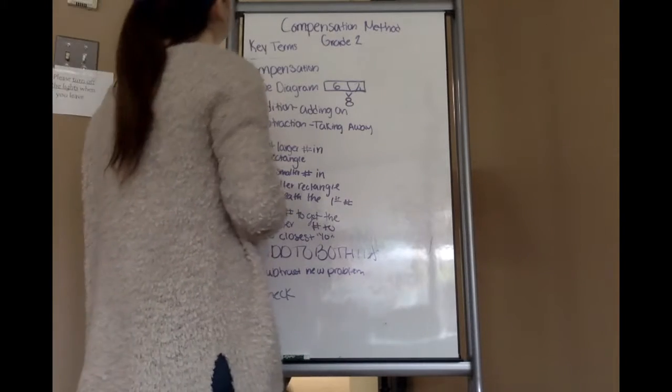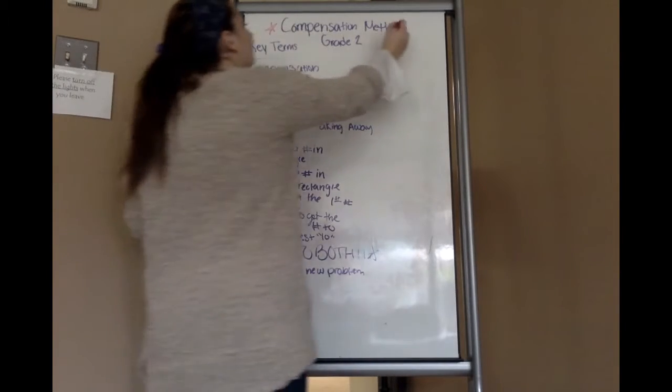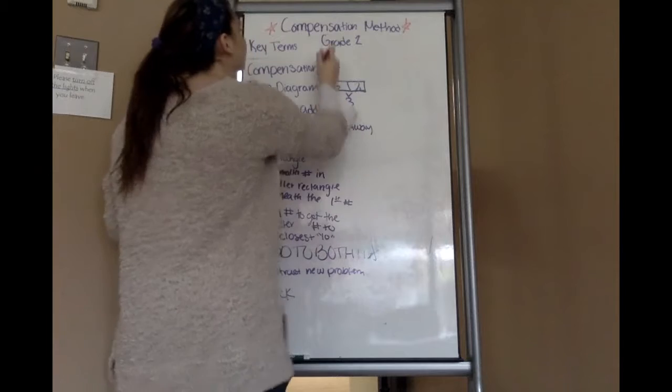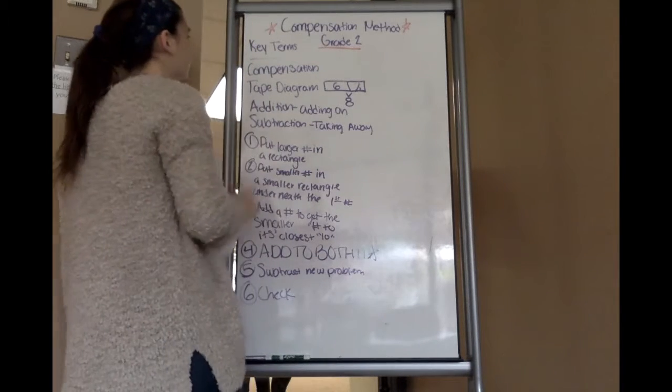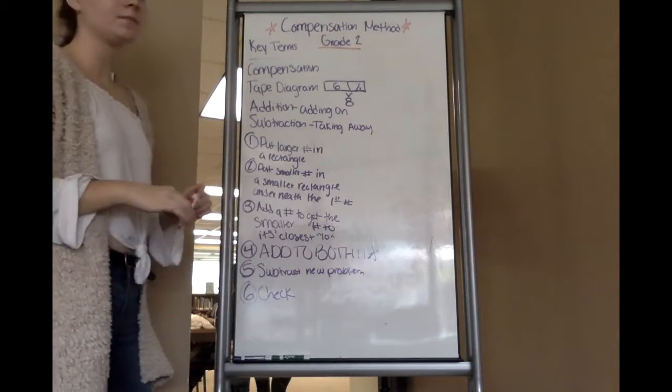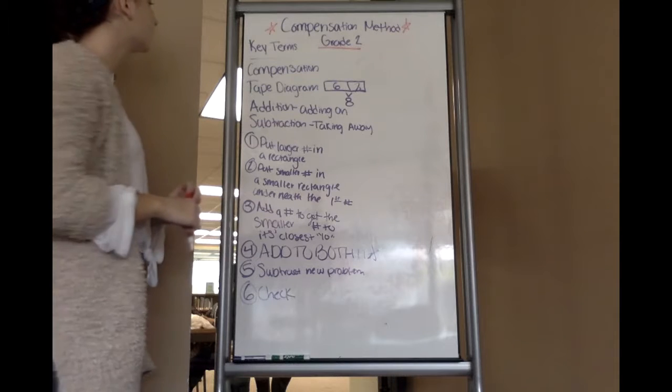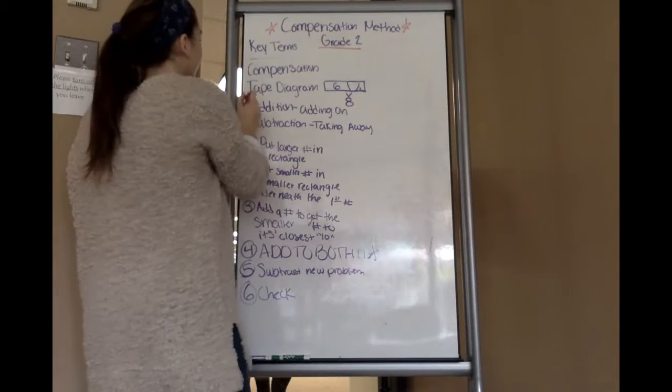We're going to be talking about the compensation method. The compensation method is normally used in grade 2. Some key terms we want to think of is compensation, which is when you add or subtract something, but you keep the value the same.